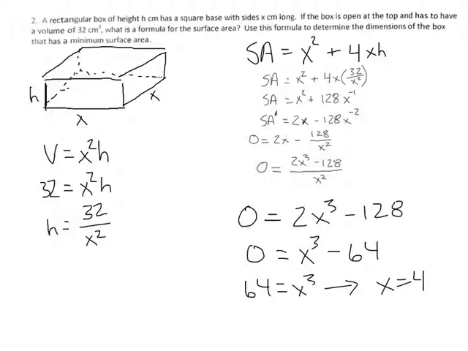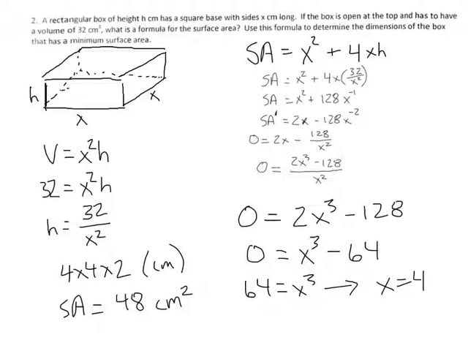How do we figure out what h would be? We go back over to here and we figure this out a little bit. 32 divided by 16 would be 2. So that means that we have a box that is 4 by 4 by 2. Those are all in centimeters. And the minimum surface area, if we multiply that out, equals 48 centimeters squared. If we went through and calculated everything out, we could plug it right back into the top, if that would be helpful as well. But that's what our final answer would look like in the end.